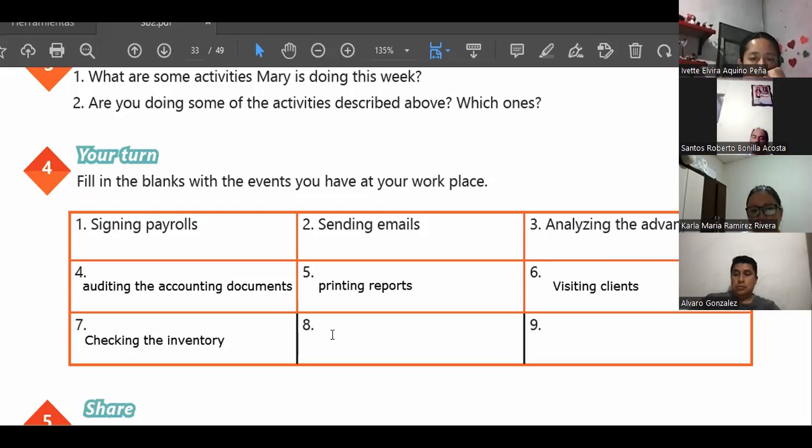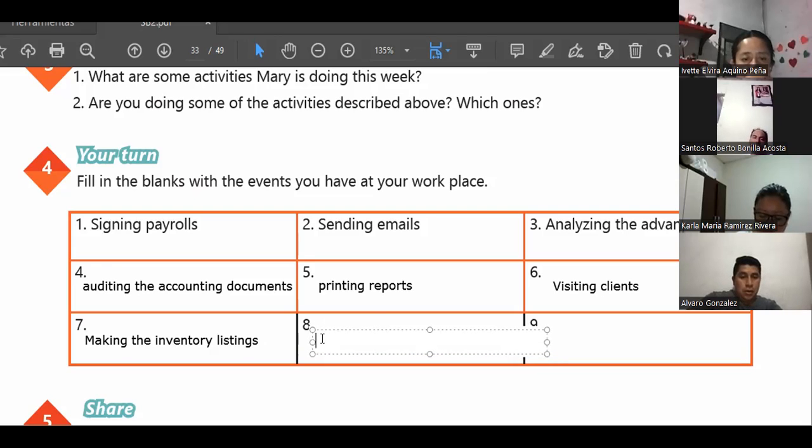Is it okay, Jonathan? Tengo que hacer. I have. Okay. Making. Making the inventory. Yeah. All right. Álvaro? Fixing the machine. Good.